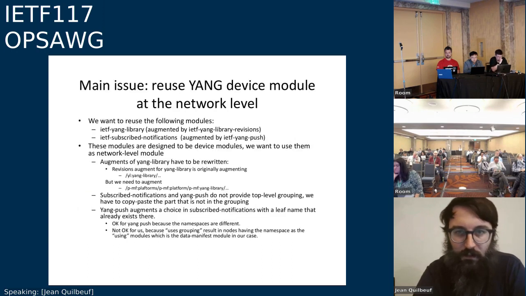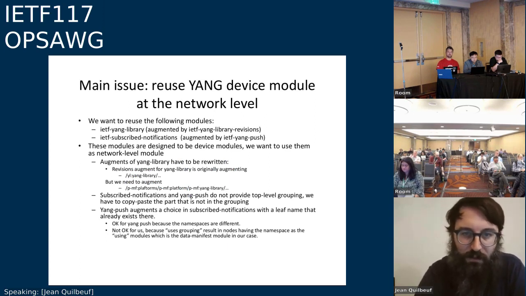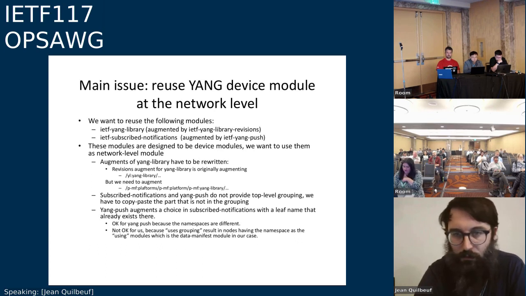Next slide, please. So I want to spend a little bit more time on an issue that is maybe not for this working group, but this is a real issue that we have with this draft at the moment, which is that we want to reuse modules that have been defined for devices at a network level. Why do we want to do that? Basically, we want to have the YANG library, which contains the information about the YANG modules, and the subscribed notification module, which contains the information about the status of the collection, or at least the parameters of the telemetry subscription.